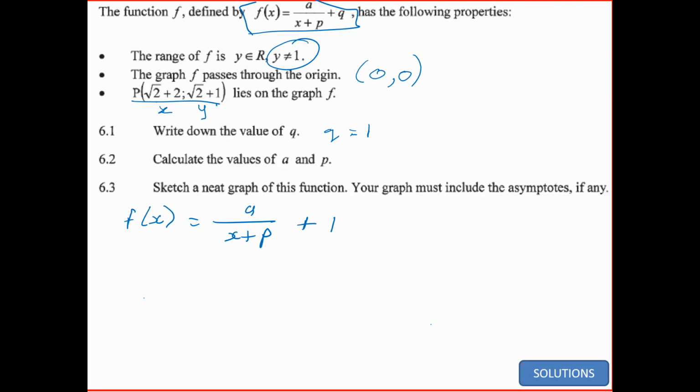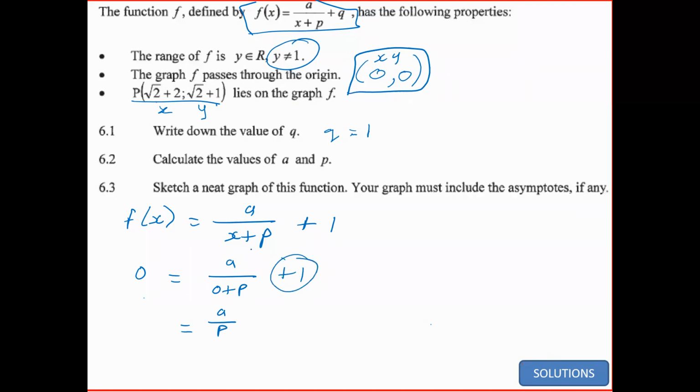So remember this and write it down. You will always substitute a point. If you're trying to find letters in an equation, you need to substitute a point. Now, what's the first point we know on this graph? 0, 0. So let's go and substitute 0, 0. Remember, 0 represents x, y. Okay, so our y value is 0, a over 0 plus p plus 1. And then we have a over p, 0 plus p is p. Take your 1 on the other side, it must become a negative 1. And let's put it over 1 as a fraction. We cross multiply, we end up with a to be minus p.